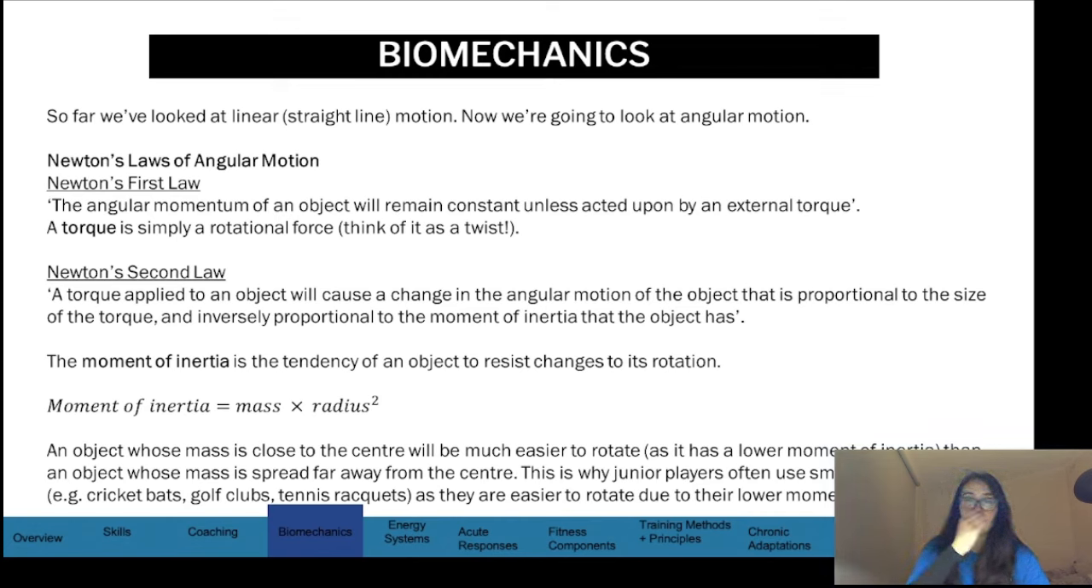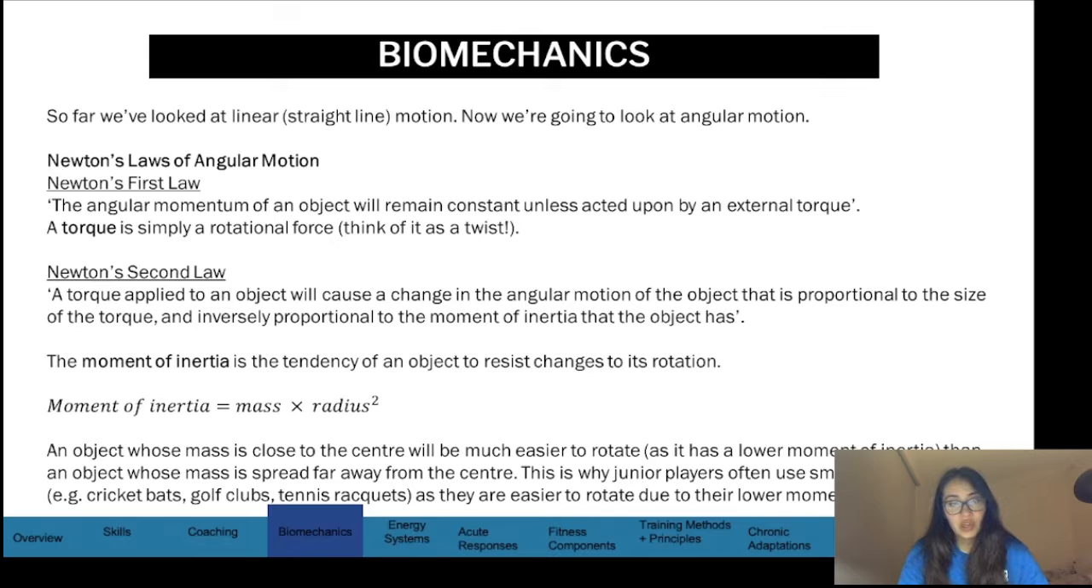Torque is simply a rotational force, kind of like a twist. So Newton's second law is that a torque applied to an object will cause a change in the angular momentum of the object that's proportional to the size of the torque and inversely proportional to the moment of inertia that the object has. This is a really important concept, moment of inertia, and it comes up very frequently in the exam. Nearly every year you get a moment of inertia question.